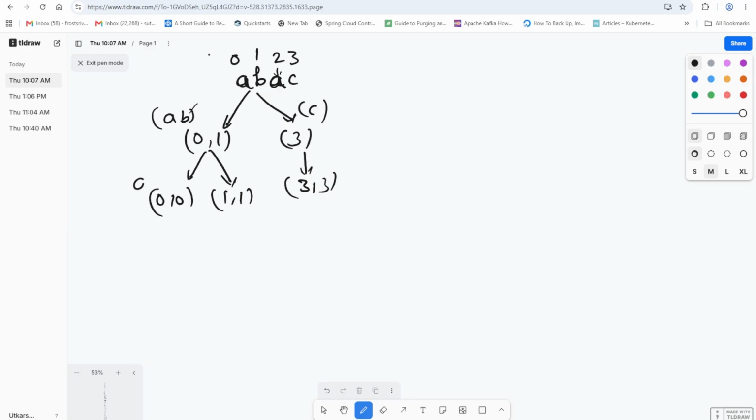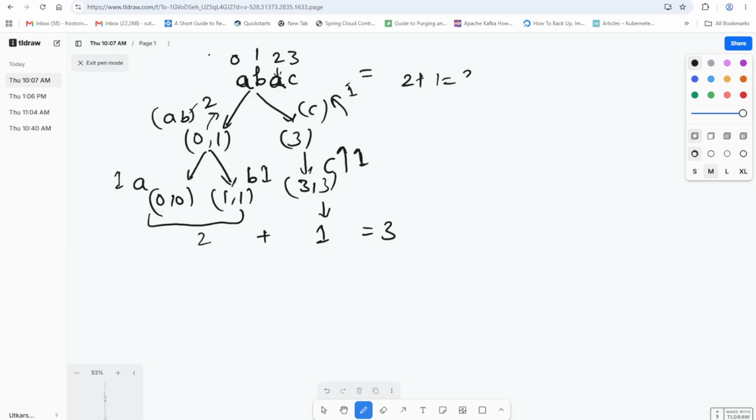So this will be A, this will be B, and this will be C. So as we can see, only one character remains. So what is the cost for printing this character? This will be 1, and this will be 1, this will be 1, right? So if we sum these two, 2, and this is 1, so the total will be equal to 3. So what will be returned from here is 2, and from here 1, and the total will be 2 plus 1 equal to 3.